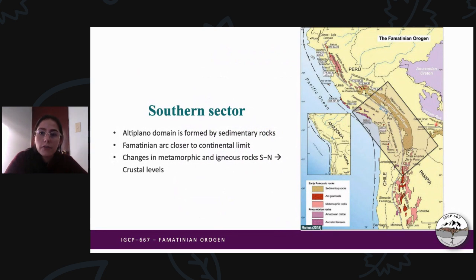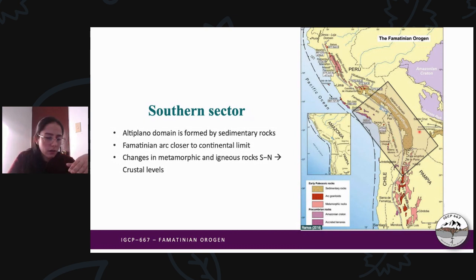Further to the north of the eruptive belt of Puna, the Ordovician rocks appear in the Altiplano Domain, which is formed mainly of sedimentary rocks. The igneous rocks with early Paleozoic ages are closer to the continental limit. These rocks have been interpreted as the continuation of the Famatinian magmatic arc, and the proximity to the coast could be a consequence of crustal erosion by subduction.